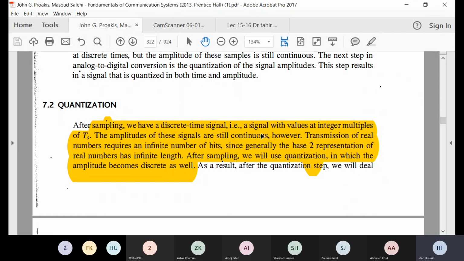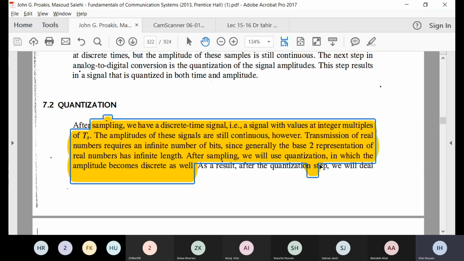But if you want to transmit any value, then you will require an infinite number of bits for representing them. But this cannot be done because you cannot have an infinite number of bits for representing a number. So what we do, after the sampling, we actually quantize. So we fix the amplitudes. So they do not become continuous, they are also discrete. This is the step of quantization.